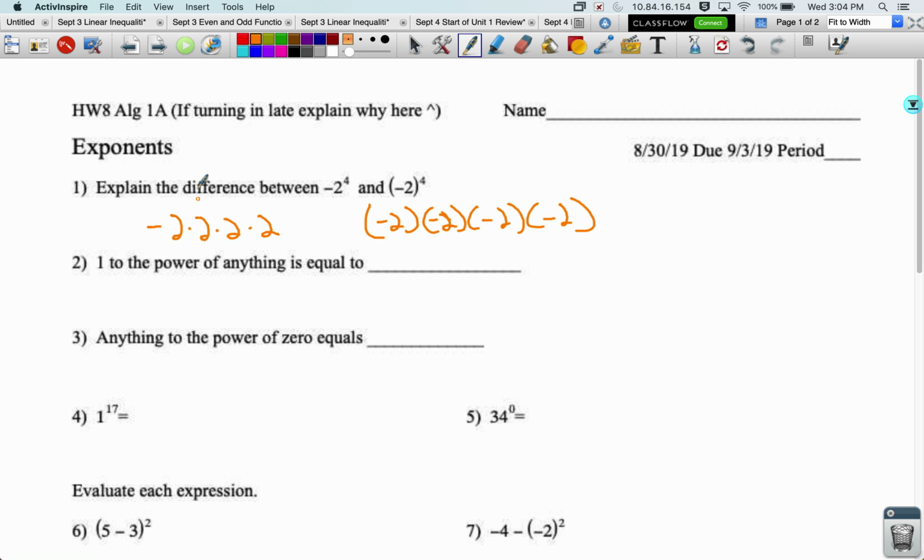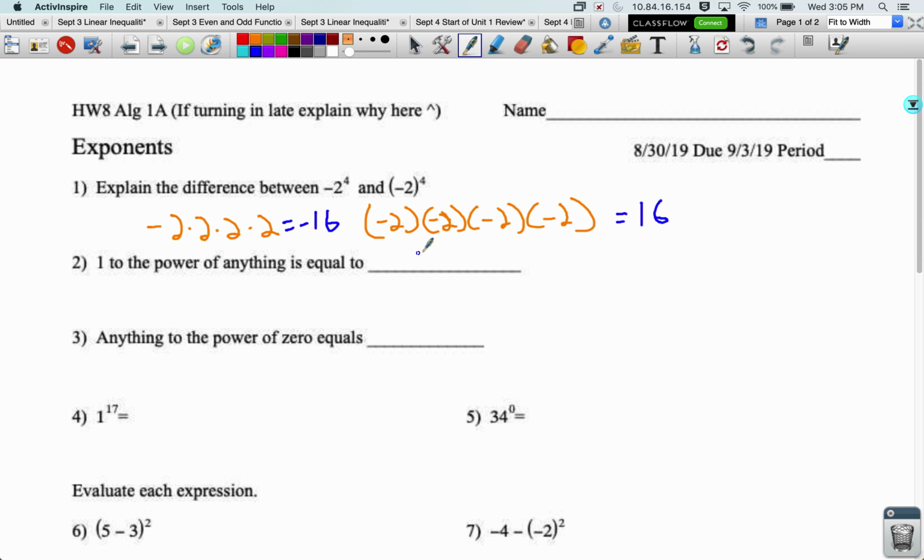And in this first example, 2 times 2 is 4 times 2, 8 times 2, 16. Then we apply the negative. It becomes negative 16. In this example, negative 2 times negative 2, positive 4 times 2, negative 8 times negative 2, positive 16. So the first one is negative. The second one evaluates to be positive.